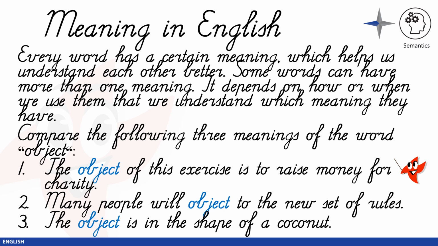Sentence 1, object meaning aim, the aim of this exercise. Object here is a noun. In the second sentence, object is pronounced differently, and because it's pronounced as object, it is a verb and it means to be against something. In the third sentence, it's object again, like in the first sentence, the same pronunciation, but now with a different meaning. It means anything with a fixed shape or form, and it's a noun.